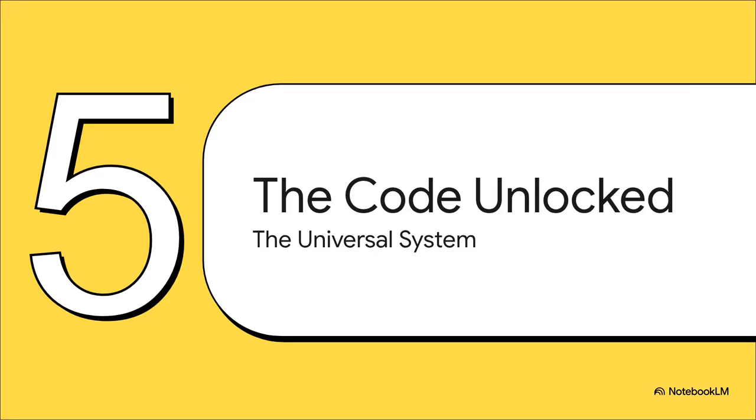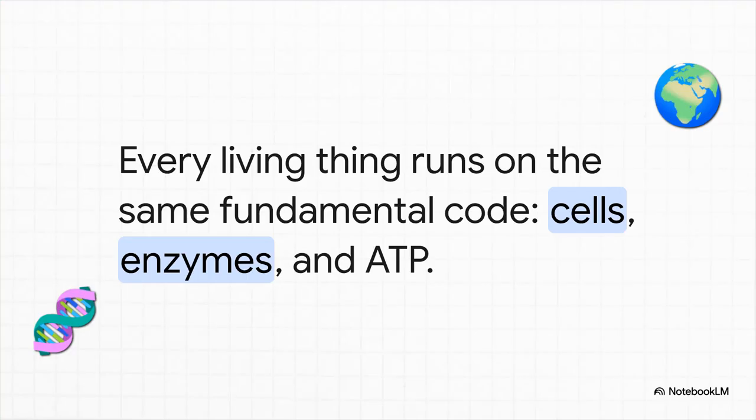So let's zoom back out for a second and look at the big picture. We've gone from the universal rules of being alive all the way down into the machinery of a single cell, and then built our way back up to a complete system. What we've really been doing is unlocking a fundamental code. And here it is, the most important takeaway of all.